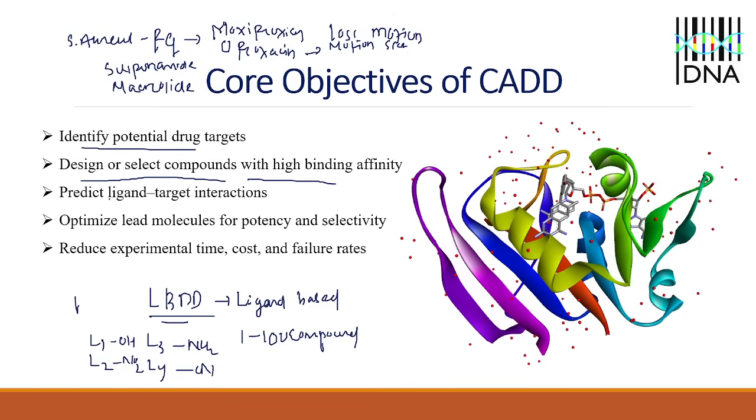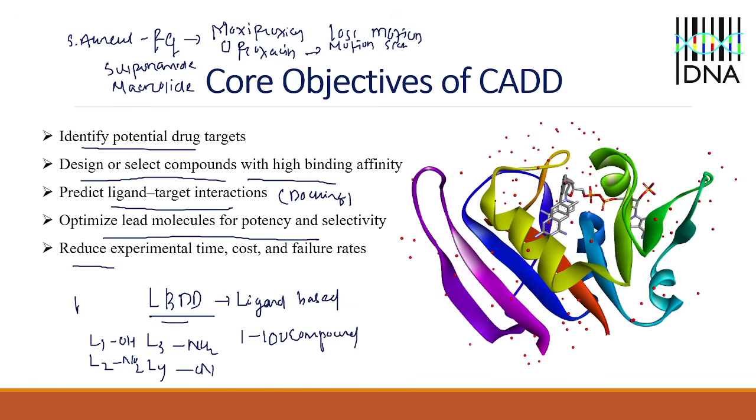Then the third one, to predict the ligand-target interaction. By using the docking process, we can easily find out the ligand-target interaction. We can visualize it by using tools like BIOVIA Discovery Studio, then optimize the lead molecule for potency and selectivity. Once we find a more active compound than the marketed one, we go for the optimization. Then we go for the other screening process, which in the next slide we are going to learn about.